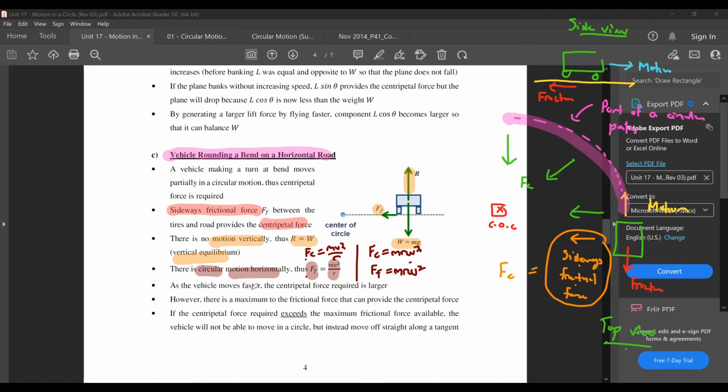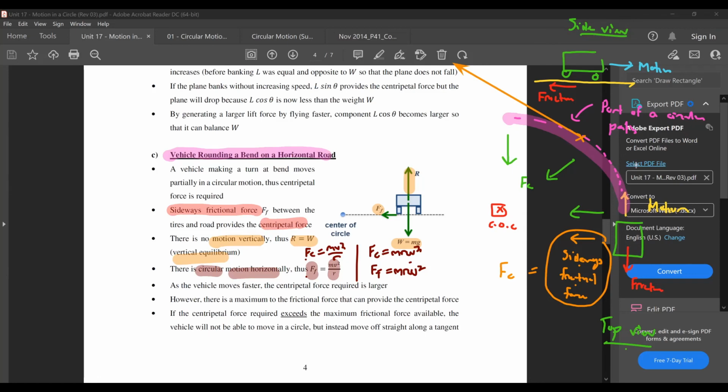Because you know what will happen if you speed up too much, right? If you speed up too much, you will lose control of your car. And at the point where you lose control of your car, you will just move off straight, right? The part where you move off straight is actually you moving at a tangent to the circle, all right?